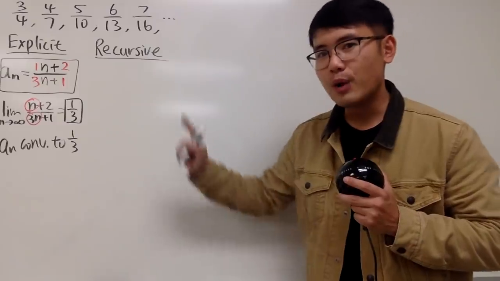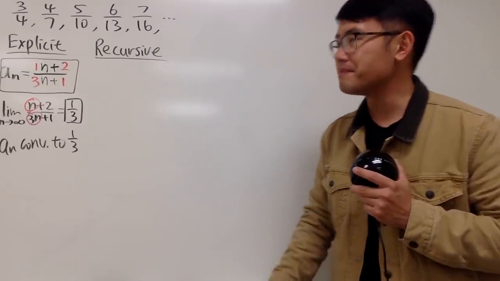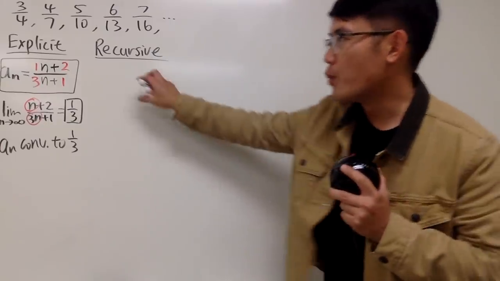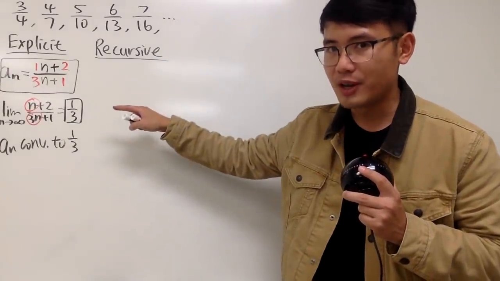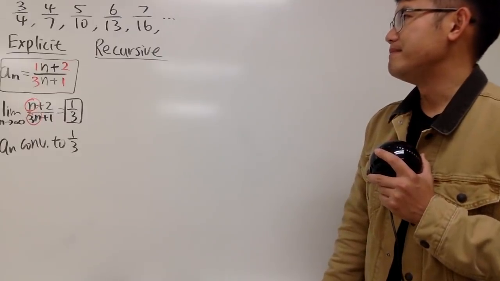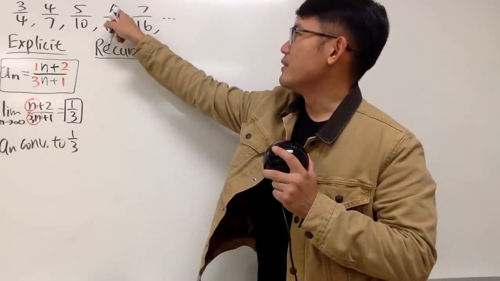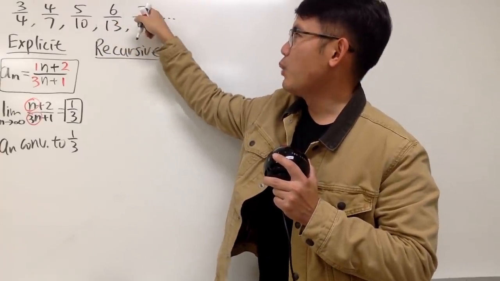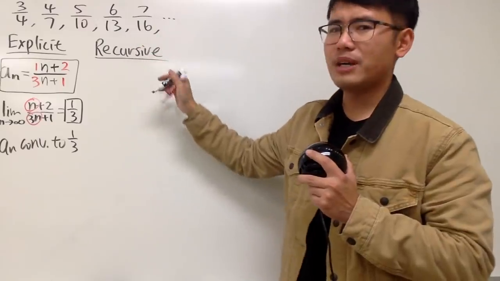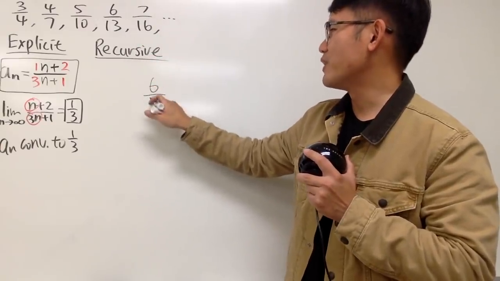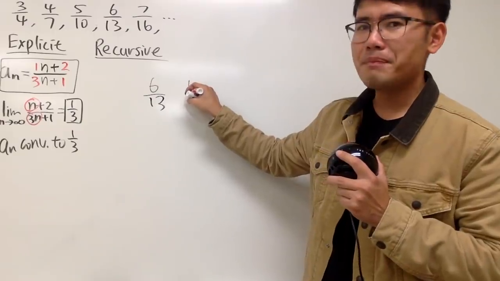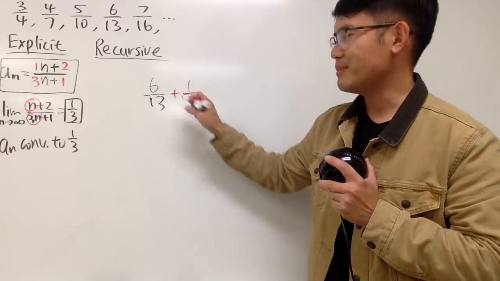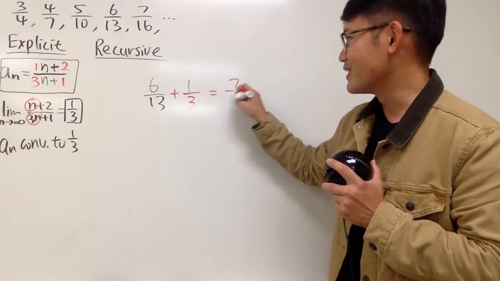Now, let's talk about how we can get to the recursive formula. Here is the deal. For a recursive formula, we have to have a formula that's based on the previous term. Again, to get 7 over 16 from the previous term, we just add the 1 on the top and then we add a 3 on the bottom, right? So it seems like 6 over 13, we need to add 1 on the top and add 3 on the bottom like this. We put a plus in between and we say this is 7 over 16.